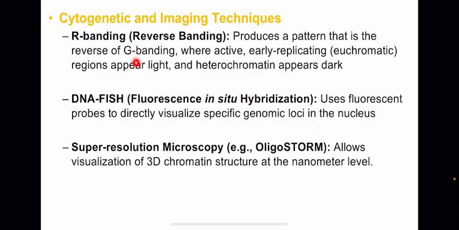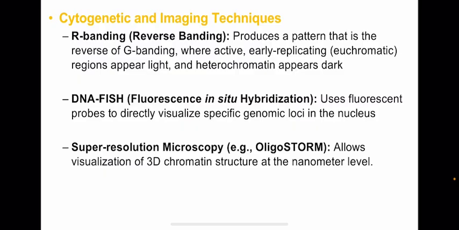So in R banding, the active early replicating euchromatic regions appear light and the heterochromatin appears dark. But in G banding, it would have been the euchromatin appearing dark and the heterochromatin appearing light. Okay. There will be a diagram explaining this, so I wouldn't really talk much about the R banding and G banding. Another one for the cytogenetic and imaging techniques is DNA FISH.